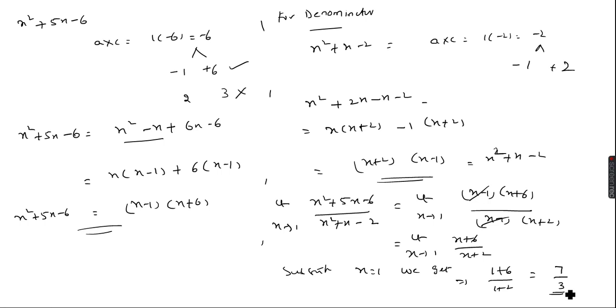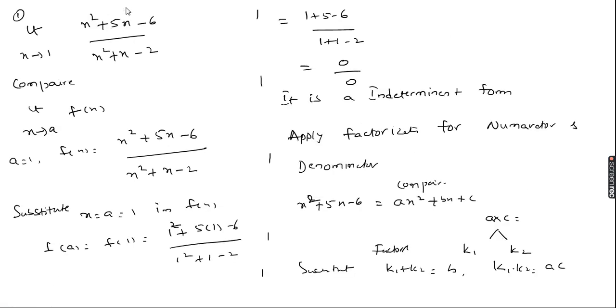So here how do we solve this problem? Just we recall how it will be solved. Both numerator and denominator are converted into the factors. That's the basic. If I substitute x is equal to 1, the form is 0 by 0. The 0 by 0 is called the indeterminate form. For that, we have to apply the factorization for both numerator and denominator.